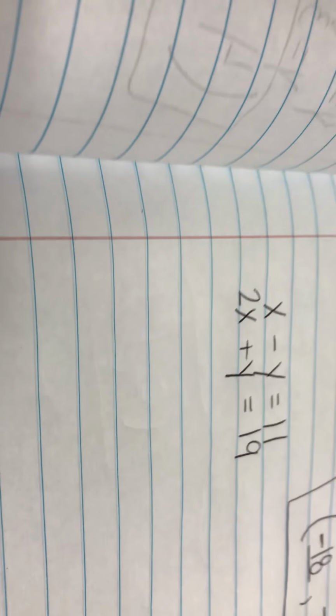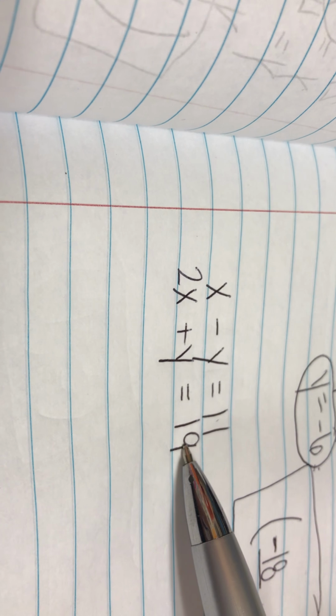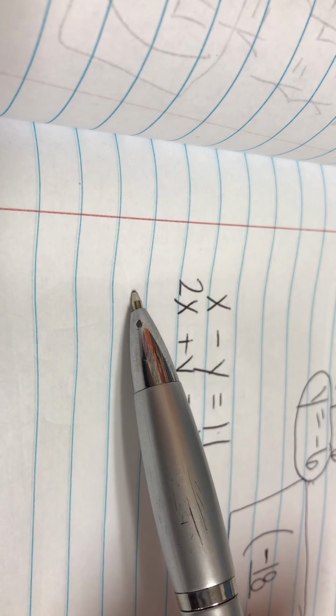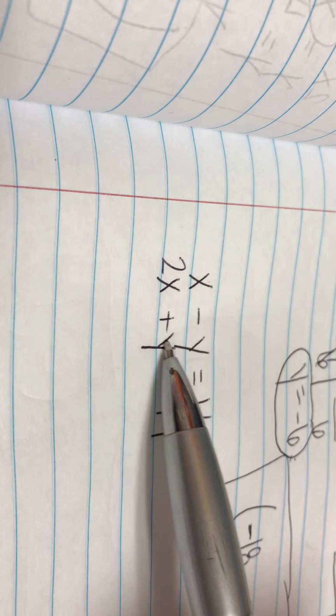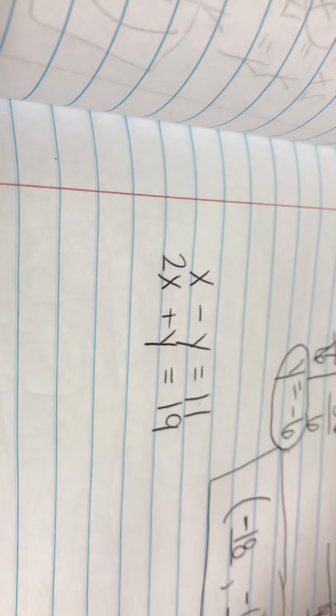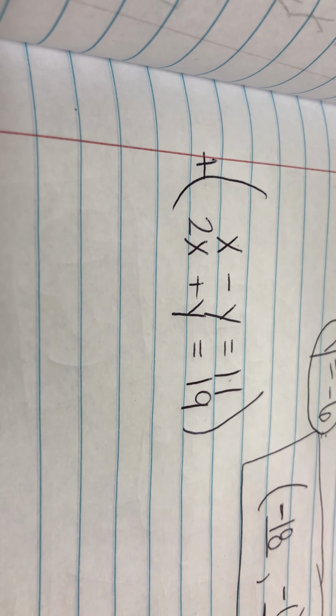Let's try another one. Again, neither of these are y equals. They're not y equals a number. They're both in standard form. So I look. My x's, if I add those together, I would be left with 3 x's. They don't cancel out. If I add these together, I have a negative 1y and a positive 1y. If I add those together, they'll cancel out. So I'm going to add these together again. But this time, instead of my x's canceling out, my y's will.